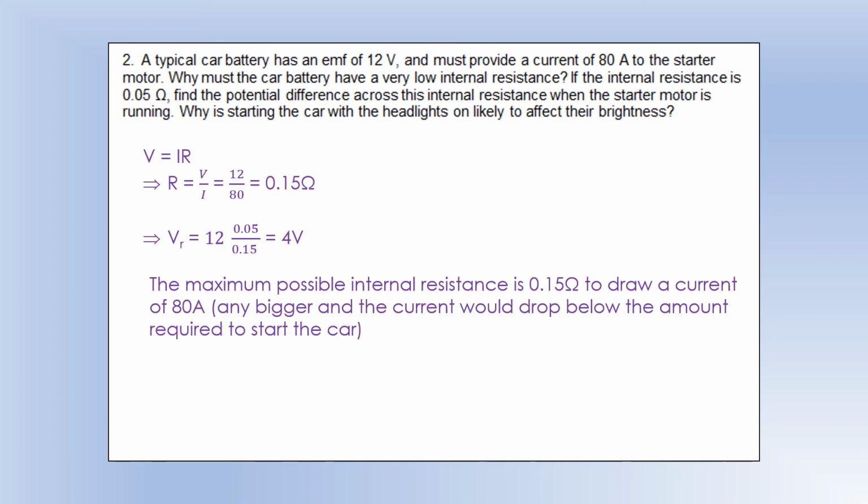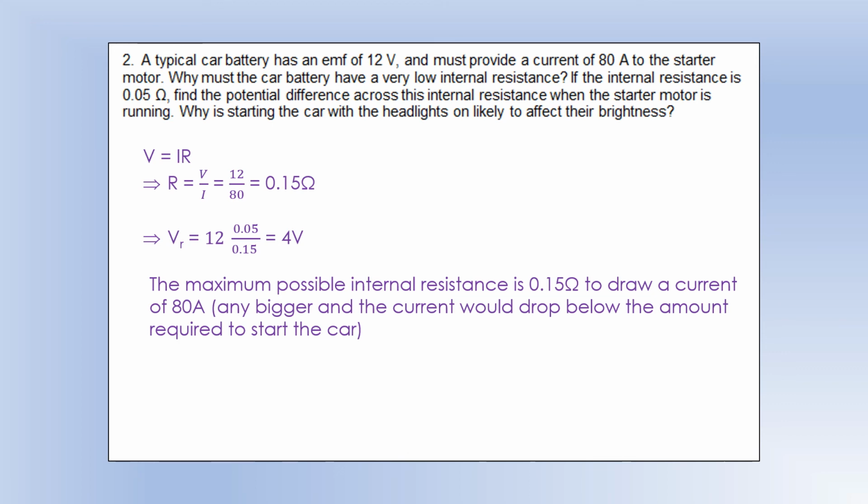So why do we need a low internal resistance? Well, we've just calculated the maximum resistance in the whole circuit is 0.15 ohms to get 80 amps. So if you have an internal resistance bigger than that value, the current will drop below the value needed to actually start the car. And that's one of the problems that happens as car batteries get old. Their internal resistance increases and you actually lose the ability to start the motor and you need a new battery.